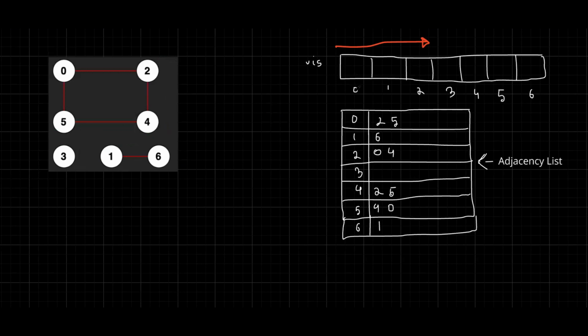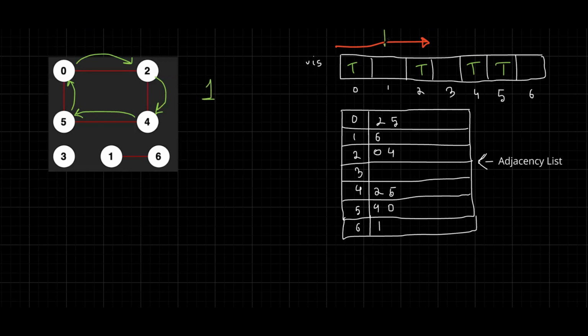Initially, we are at this node 0. Now, let's make a DFS from the node 0. So from 0, we will go to 2 and make the visited array for 0 true. Now from 2, we will get to 4 and make the visited array for 4 true. From 4, we will get to 5 and make it true. And from 5, we will get to 0. But 0 is already visited, so we have to stop. Now, we have completed one DFS call.